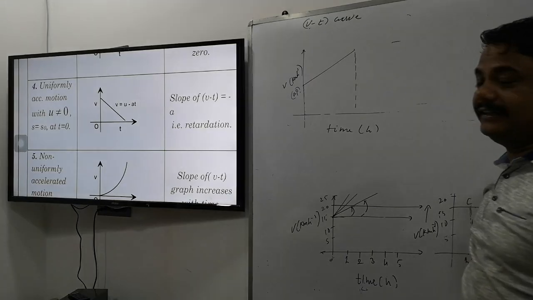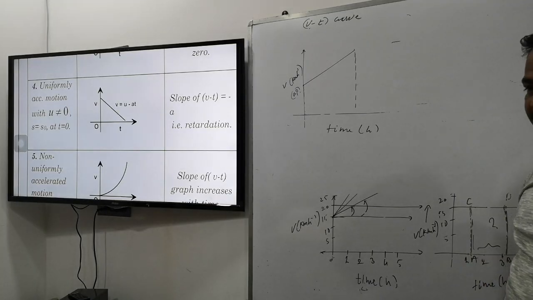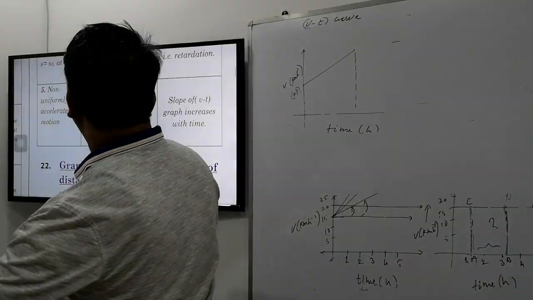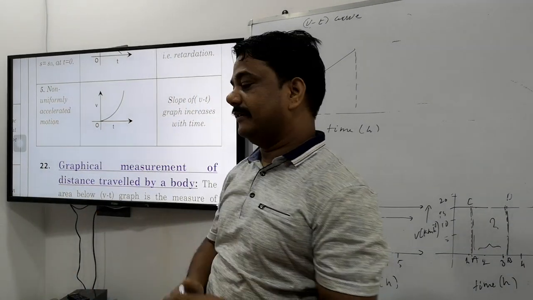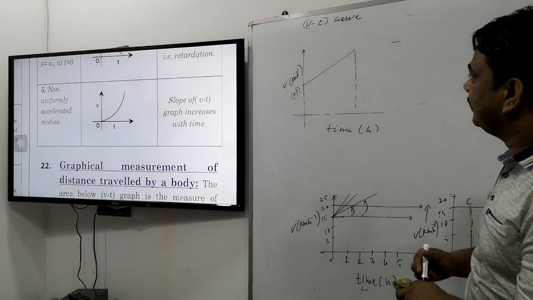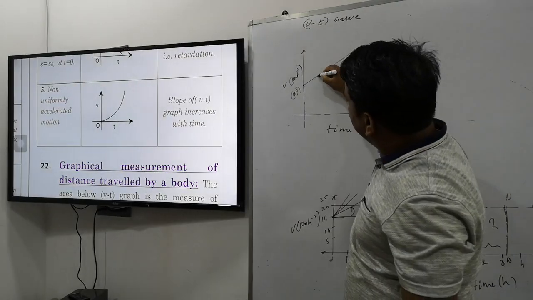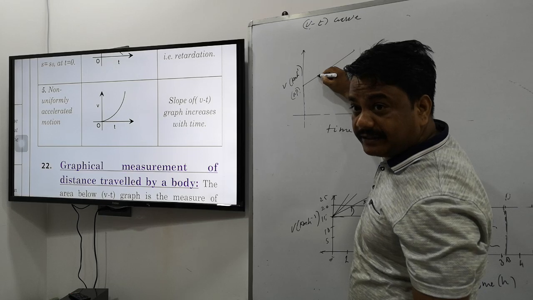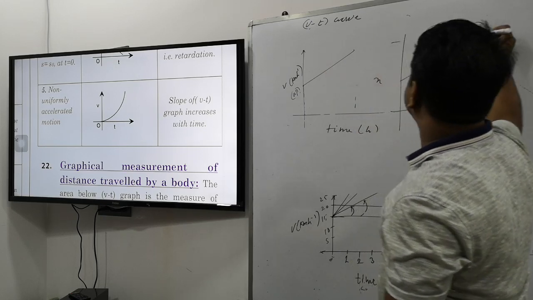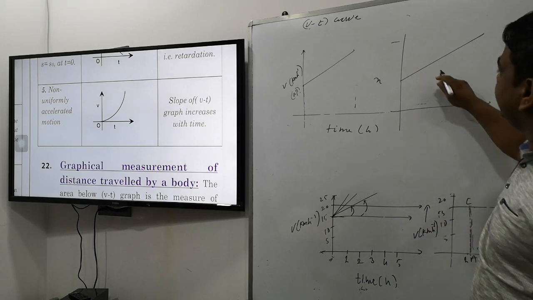Finally, you have well understood the VT curve. See, the different VT curves are here, for example non-uniform accelerated motion, which means the acceleration is not constant. Now look here. I have drawn an XT curve. Clear? XT curve.